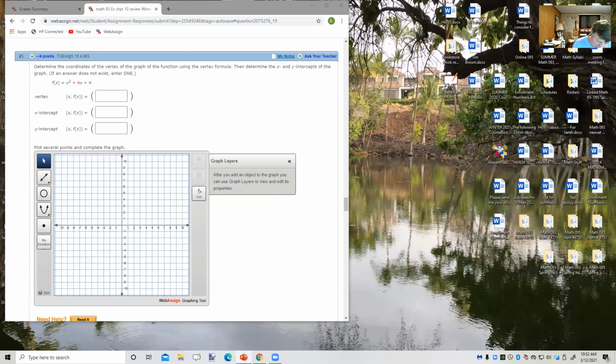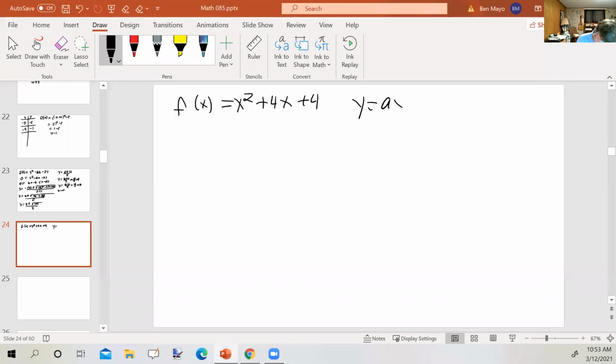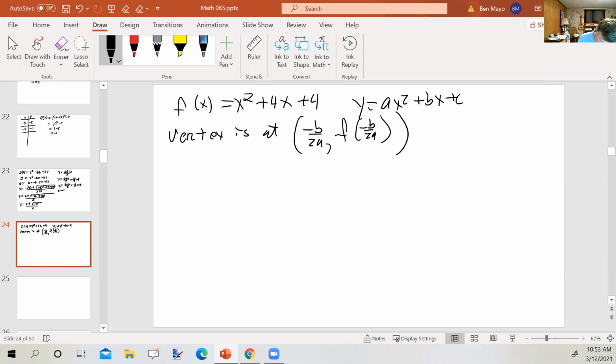Okay, so this equation, or function, f of x equals x squared plus 4x plus 4, that's not in that form we were looking at earlier. It's in the form y equals ax squared plus bx plus c. When it's in that form, the vertex is at -b over 2a, comma, f of -b over 2a. And the axis of symmetry is at x equals -b over 2a.